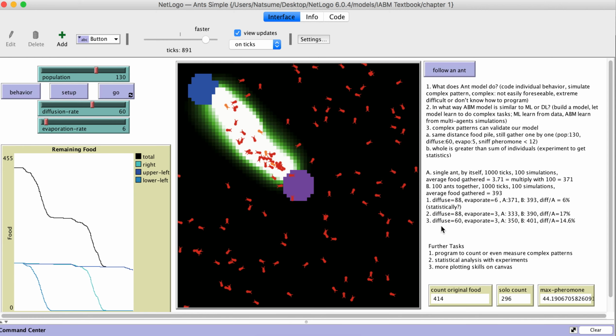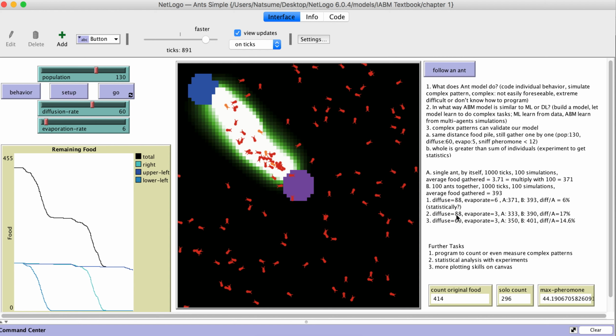So we tried 3 groups of experiments. Here is experiment A, which is simply to multiply a single ant by itself. Experiment B treats the colony as a whole. And we do these 2 experiments 100 times each. We set the parameters to be 88 for diffusion and 6 for evaporation. And we find that the difference between the 2 groups is about 6% of 371, compared to experiment A.